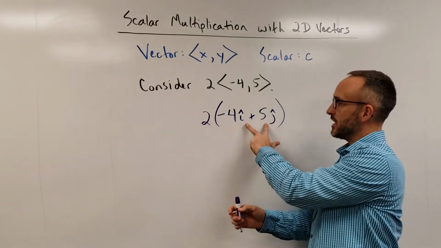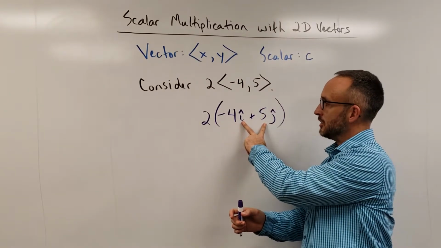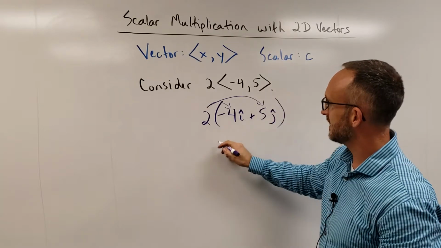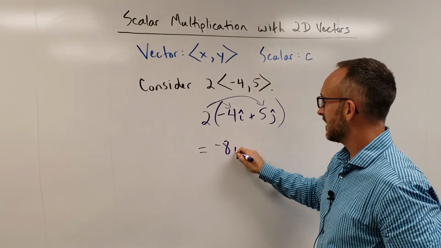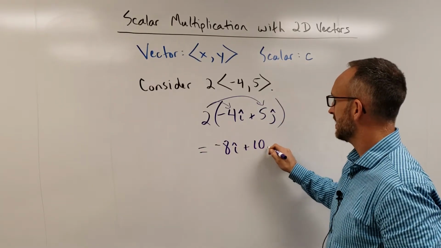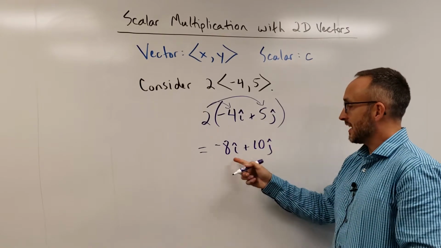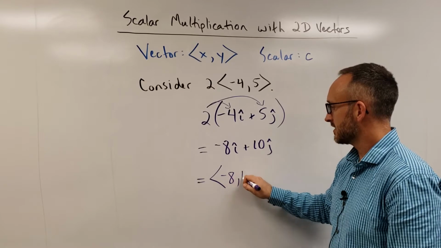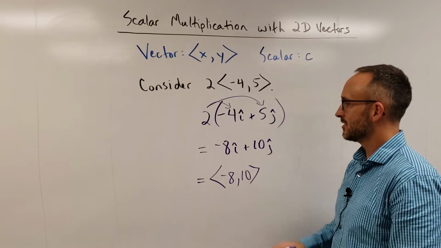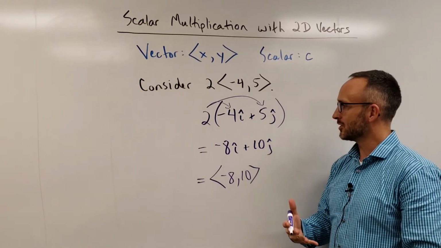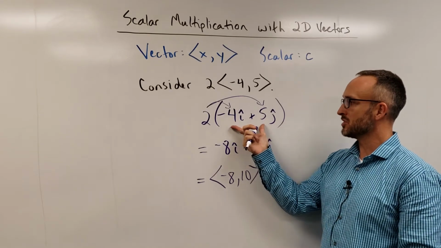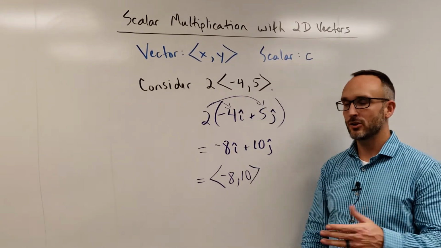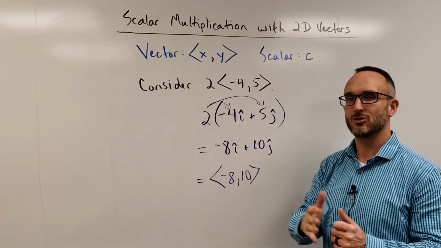If you think of i and j as being variables, then you can think of distributing the 2 to get negative 8 i hat plus 10 j hat. And that's precisely the same vector as the vector written in angle brackets, negative 8 comma 10. So either way, you get the same answer. This lends itself maybe more to intuition than what we do up here. But in either case, scalar multiplication is really that easy.